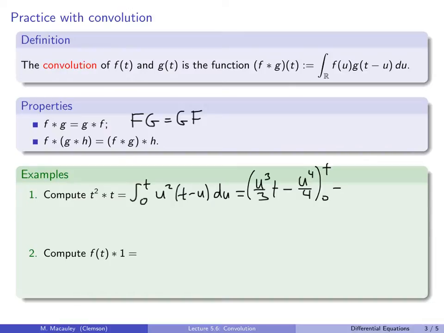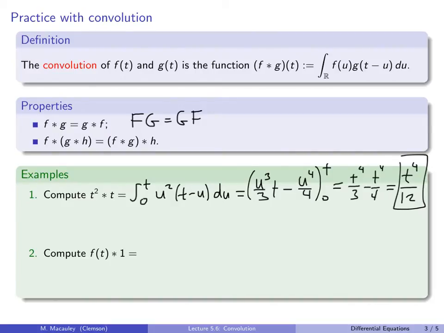So if we do this, so t goes in both of these places, and we get t to the 4th over 3 minus t to the 4th over 4. Well, t cubed times t is t to the fourth, and this thing here is just t to the fourth over 12. But you did not expect that to be the convolution of these two things. Okay, let's do the second example.